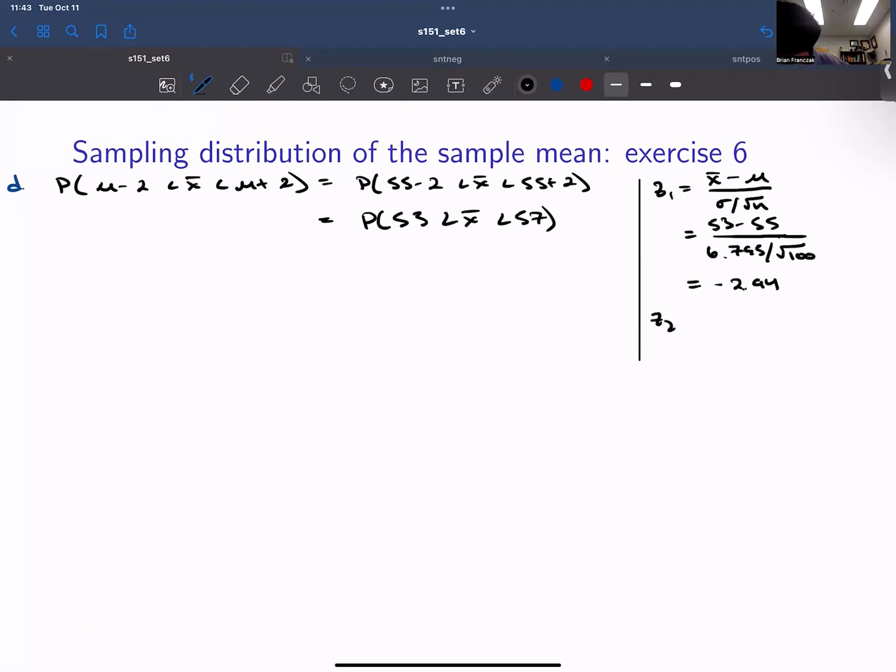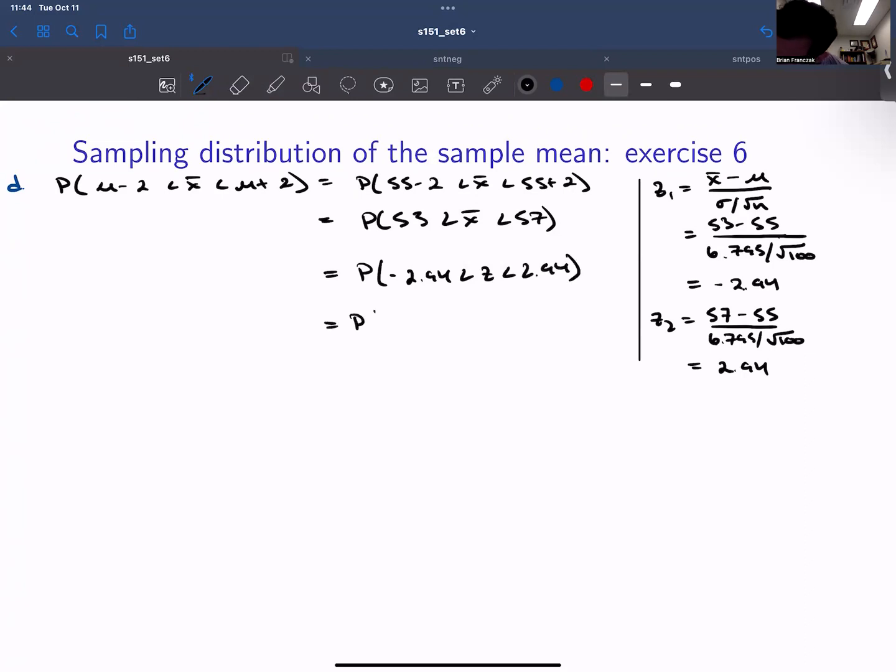And then Z2 is 57 minus 55 over 6.795 divided by the square root of 100. That's going to be positive 2.94. So this becomes the probability negative 2.94 is less than Z is less than positive 2.94, which is the probability Z less than 2.94 minus the probability Z less than negative 2.94.